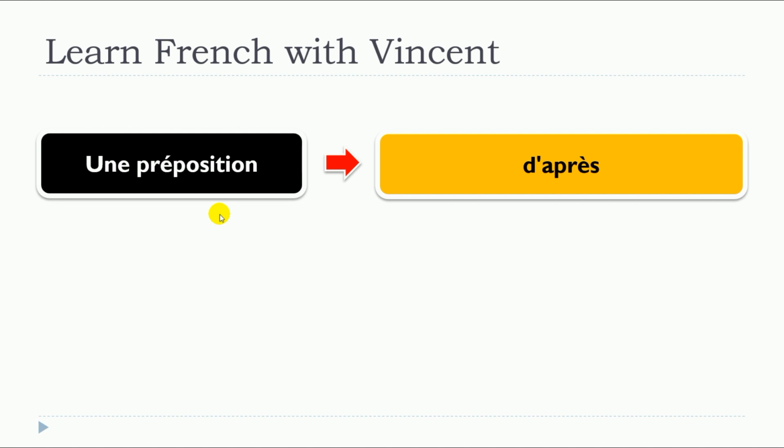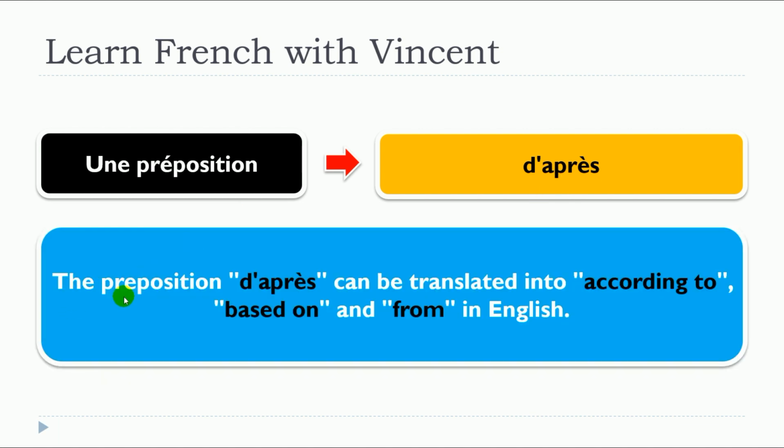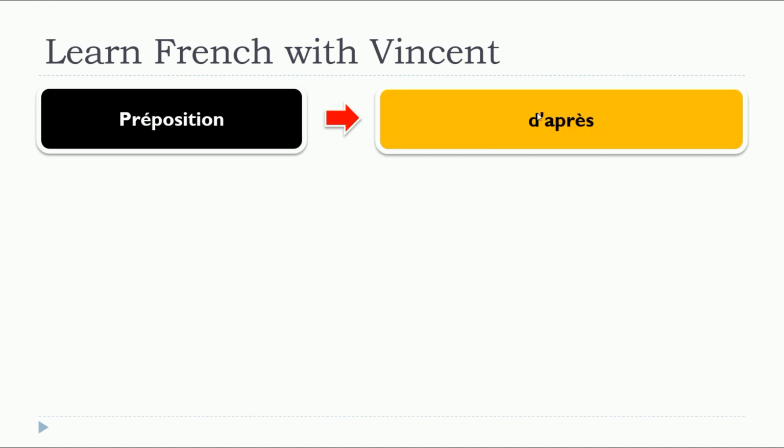So, this lesson is about d'après. And the preposition d'après can be translated into according to, based on, and from in English. So we will see four examples with d'après.